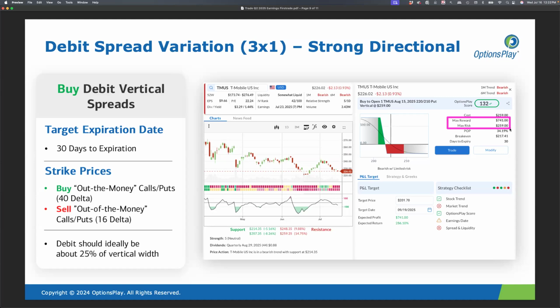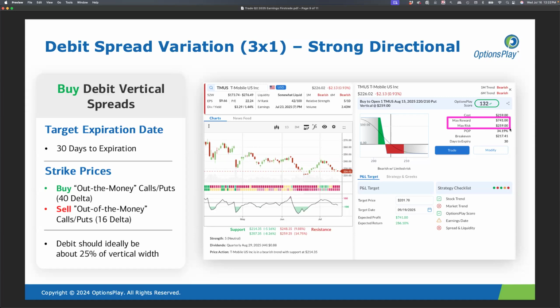If T-Mobile's above 220 at expiration, I lose $260. If T-Mobile's below 210, I'm making $740. Those are the types of risk to reward that I like to see going into earnings. That's effectively a binary event. And ultimately, I don't know where the stock will land at expiration, or after earnings. So it's important that I have a risk to reward that is favorable for that kind of binary event.